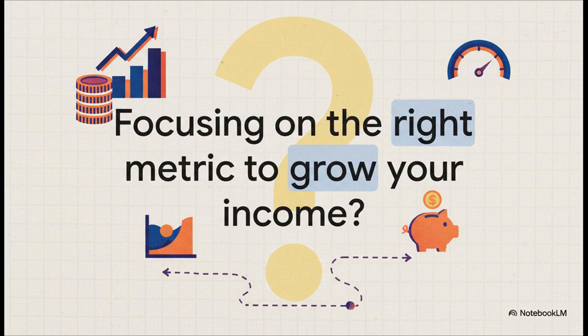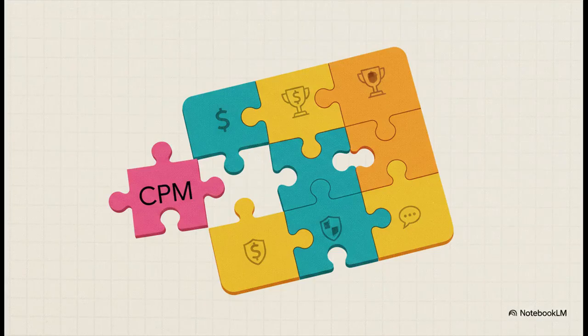So let me ask you this. When you open up your YouTube analytics, what's the first revenue metric you look at? I'm willing to bet it's the same one most creators fixate on. But here's the thing. That number, the one that gets all the attention, probably isn't the one that actually matters for your bank account. Yep, I'm talking about CPM, cost per mille.